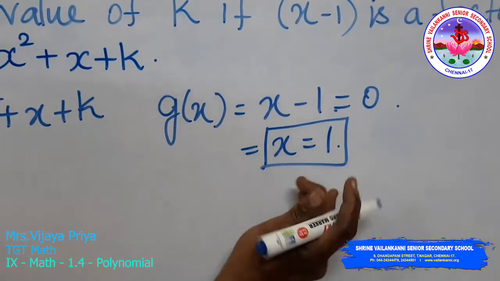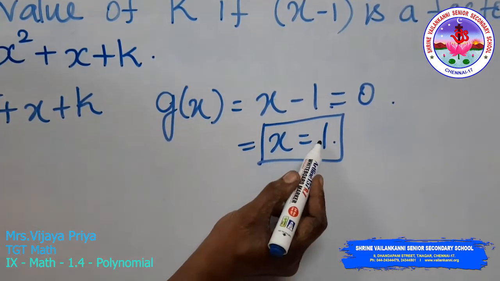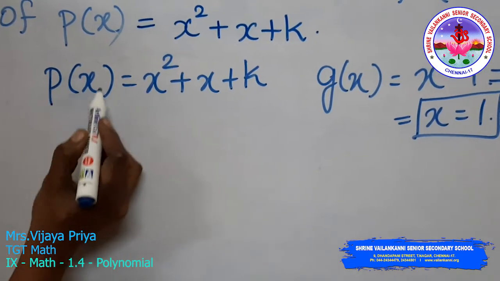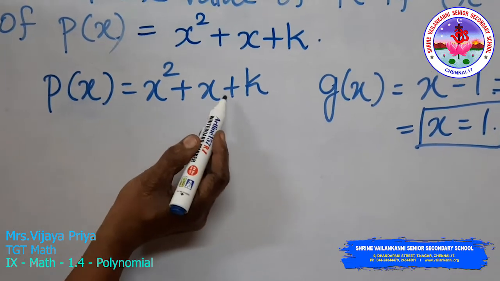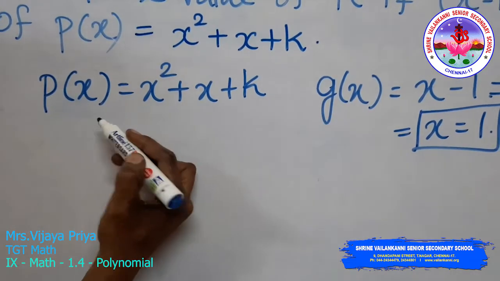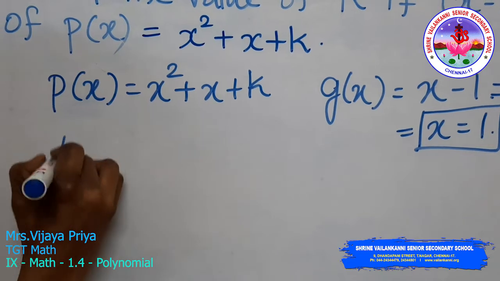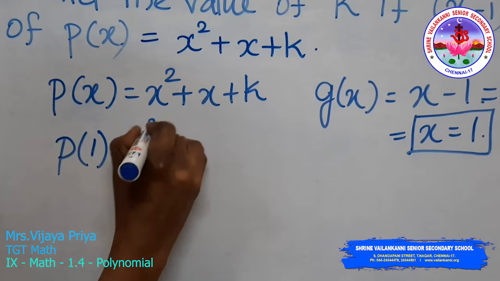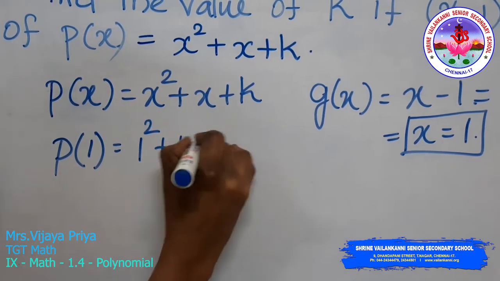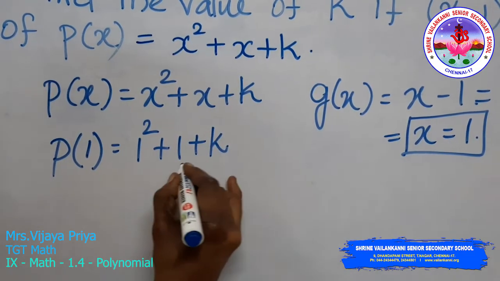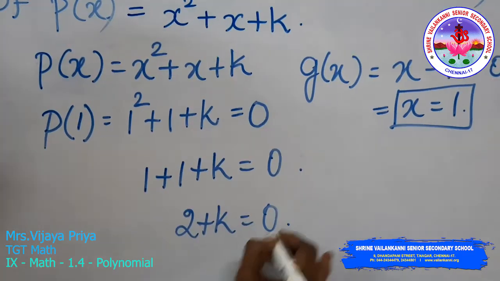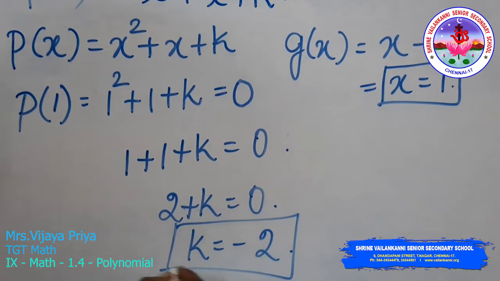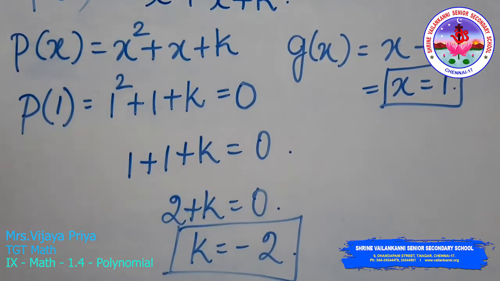Now by the problem, we know that if you substitute x equal to 1 in the polynomial, this polynomial becomes 0 because g of x is a factor of p of x. So p of 1 is equal to 1 square plus 1 plus k, where this polynomial becomes 0. k is equal to minus 2. Hence the value of k is minus 2.